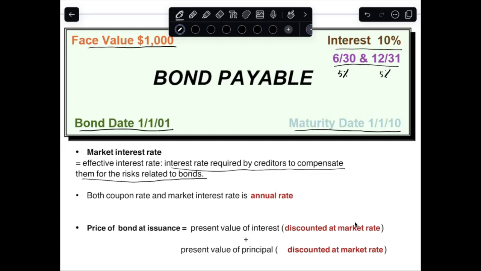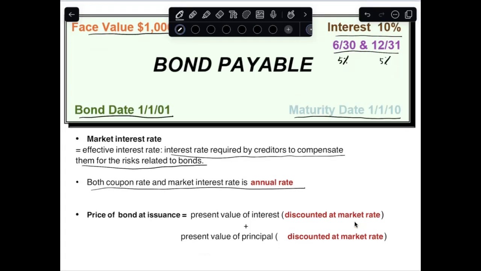And both the bond rate and the market interest rate are annual rates. So the 10% is annual. And the price of the bond. So how do we calculate the price of a bond?